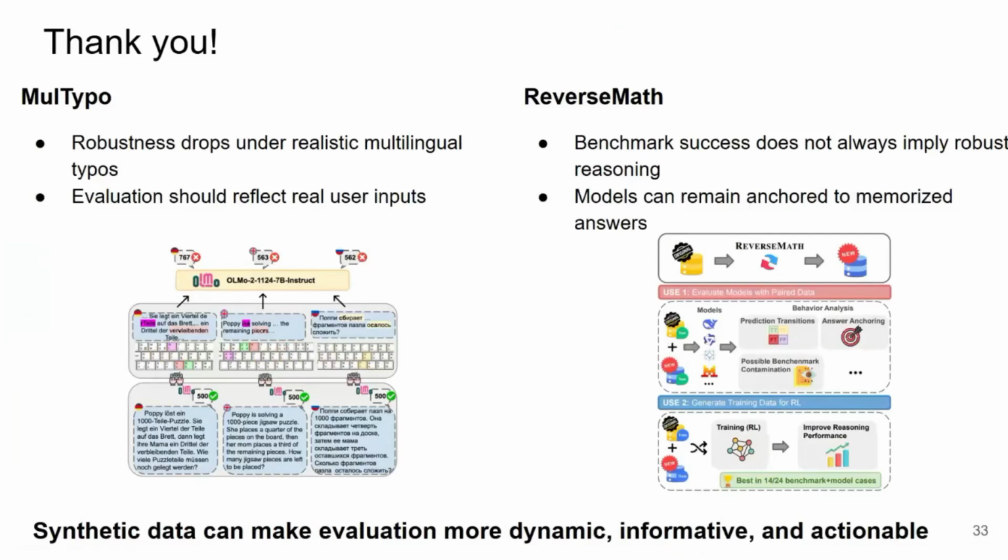I introduced my typo, and I show that the model's robustness is not so strong against typos, and the evaluation should reflect more of a real-world scenario. And also, I introduced the reverse math. Here, we could automatically generate new data from the existing benchmark, and it can help mitigate the models' memorization phenomenon. So basically, I want to show that synthetic data can make evaluation more dynamic, informative, and actionable.